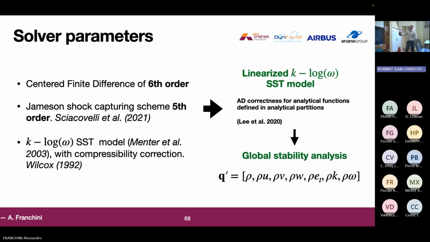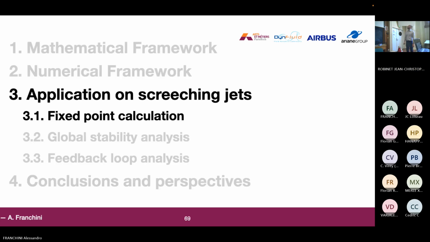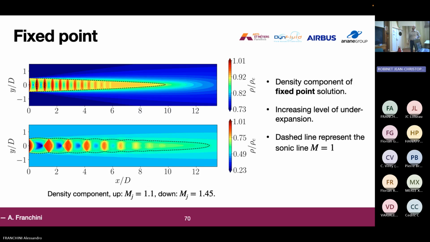For the global stability analysis, we perturbed this state vector, which is the classical components of compressible fluids, plus the turbulent variables. Now, first we calculated the fixed point solution. Here we see the density components of two cases, one with the lower underexpansion and the other with the higher underexpansion. You can see that with increasing level of underexpansion, the main difference is that the shock cell structure, so all these shocks, are further apart, and you can see that the jet core is also larger at the higher level of underexpansion.